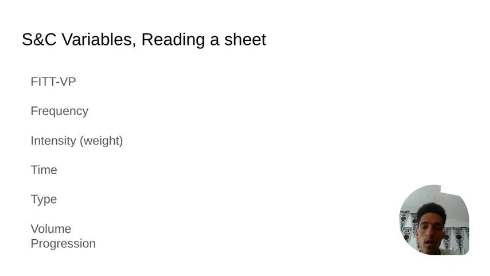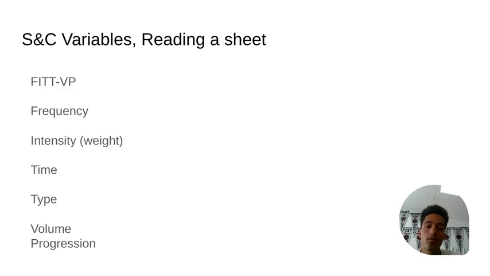So variables within the weight room and reading a weight room sheet. I always give the kids a sheet to follow so they can track their progress. We use the FIT VP acronym to understand exercise variables. So F is frequency, I is intensity or the load or weight, T for time, and then another T for type, and then volume and progression.